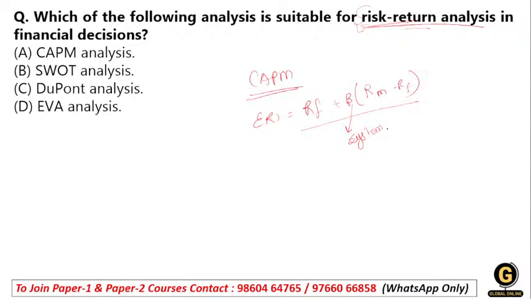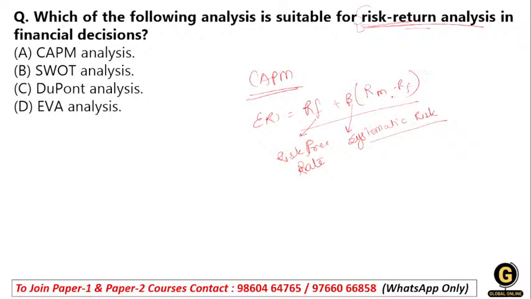There are two risks. The systematic risk is the risk which is uncontrollable, and the unsystematic risk is the risk which you can control. And RF is nothing but your risk free rate, okay, this is your risk free rate.